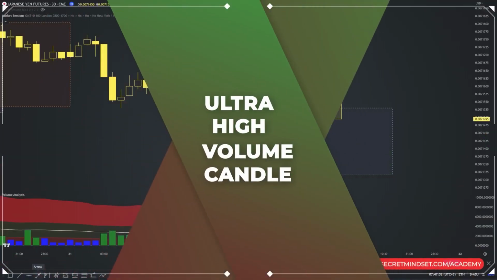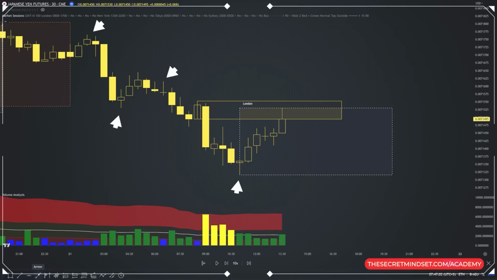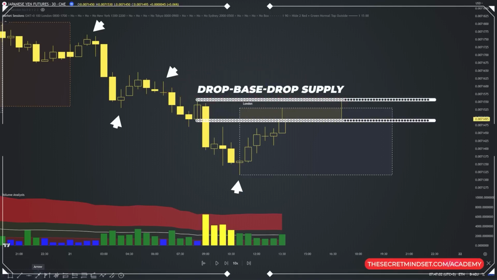Let's talk about the first confluence factor, which is a high volume candle or an ultra-high volume candle. I look for beam bars and engulfing bars to reveal market rejection. This is yen futures on the 30-minute time frame. As you can see, the market was trending down, making lower lows and lower highs. As the trend is down, we need to find a supply zone. I spot this possible drop-base-drop continuation pattern right here. And now we move on to the 5-minute time frame.